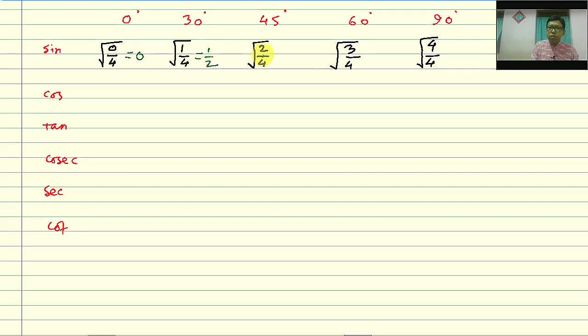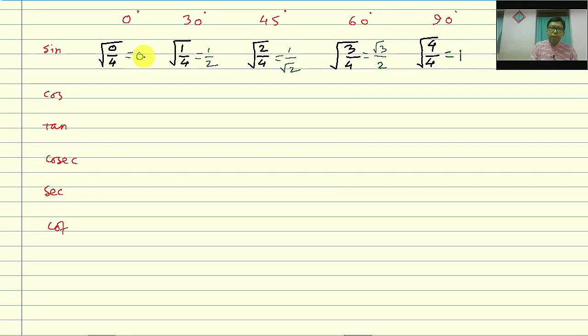The square root of 2 upon 4, 2 upon 4 means half, and its square root is 1 upon root 2. This is root 3 upon 4. Sorry, the square root of 4 is 2, so root 3 upon 2. 4 upon 4 is equal to 1, square root is equal to 1. So sine of 0 degree is equal to 0, sine 30 degree is equal to half, sine of 45 degree is equal to 1 upon root 2, sine of 60 degree is equal to root 3 upon 2 and finally sine of 90 degree is equal to 1.